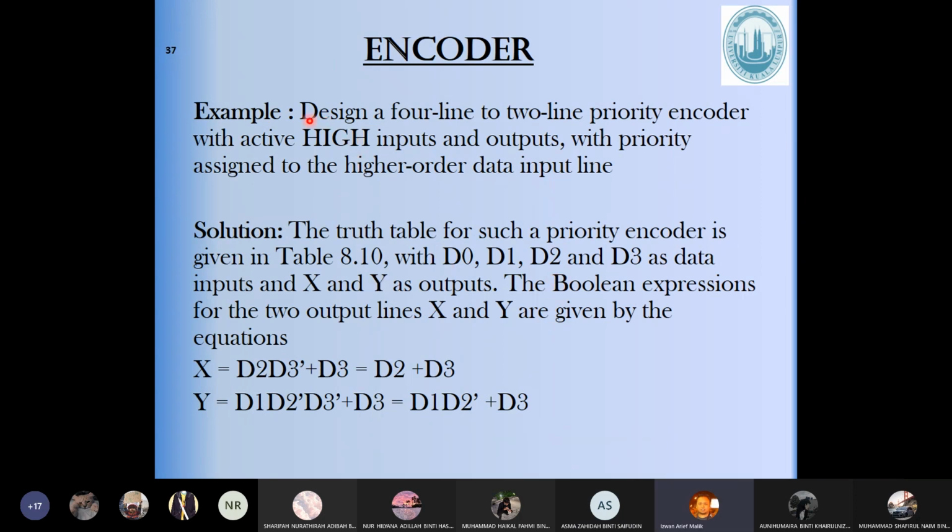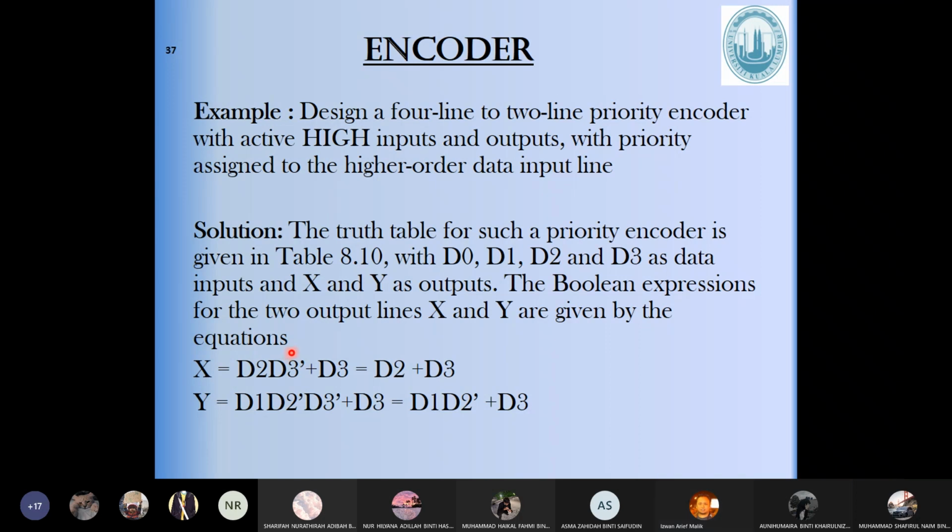Okay. Example, design a 4-line to 2-line priority encoder with active high inputs and outputs with priority assigned to the higher order data input line. So this is priority encoder. So the solution is the truth table for such a priority encoder is given in the table, with D0, D1, D2 and D3 as data input and X and Y as outputs. The Boolean expression for the two output lines of X and Y are given by these two.